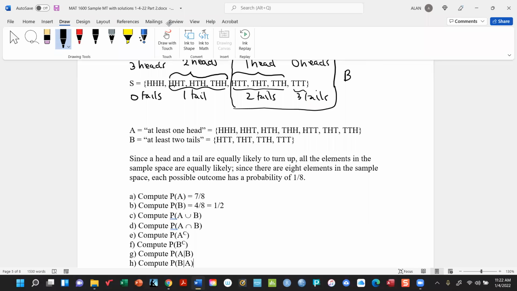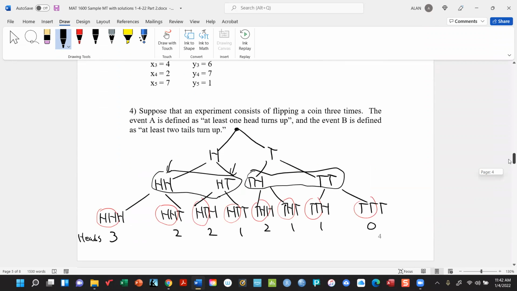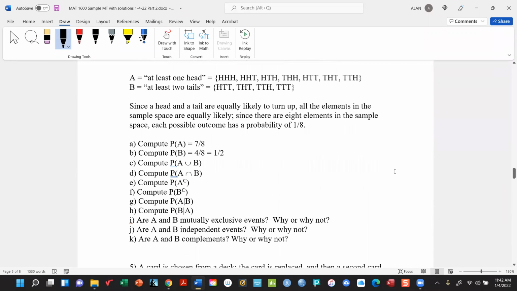All right, here we are again. So we've started this one already. We've set up the definitions of the sample space and A and B. Once that's been done, the rest of it really comes down to following the rules.